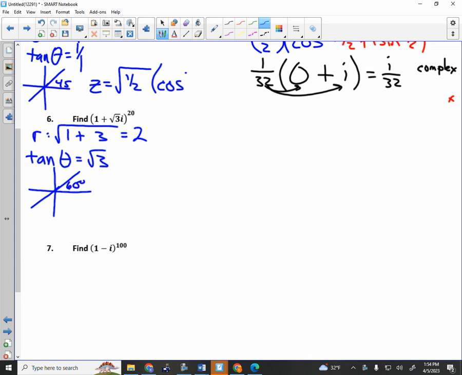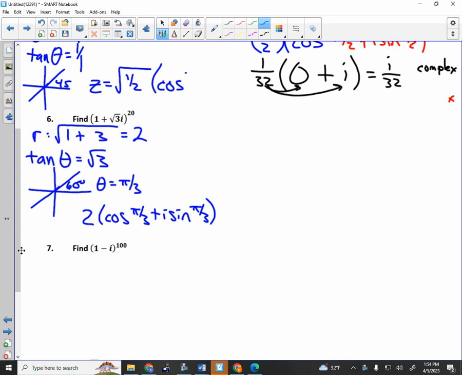So we got 60 degrees. What is it in radians? It is pi over 3. Excellent. So theta is equal to pi over 3. So therefore, my complex form, or my trigonometric form, is 2 times the cosine of pi over 3 plus i sine of pi over 3. Is that new? No, we did that the other day, right? So that's the first step.